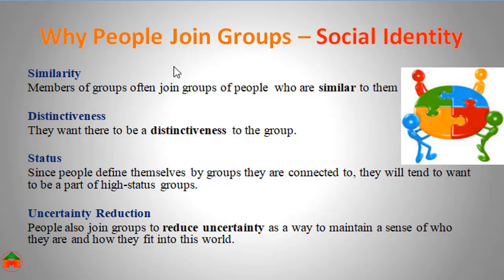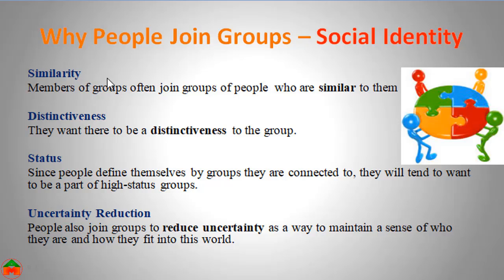Why people join groups? There are many reasons that people will join groups. However, the social identity theory suggests that people have emotional reactions to the failures or success of a group because their self-esteem gets tied into the performance of a group. Social identity is developed when the characteristics of similarity, distinctiveness, status, and uncertainty reduction are present.